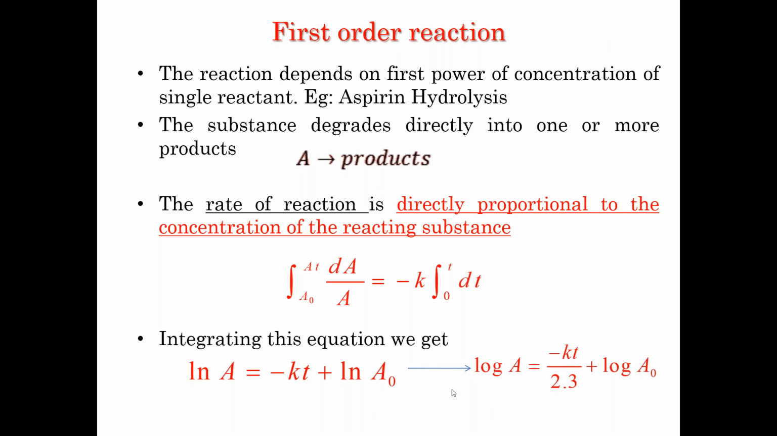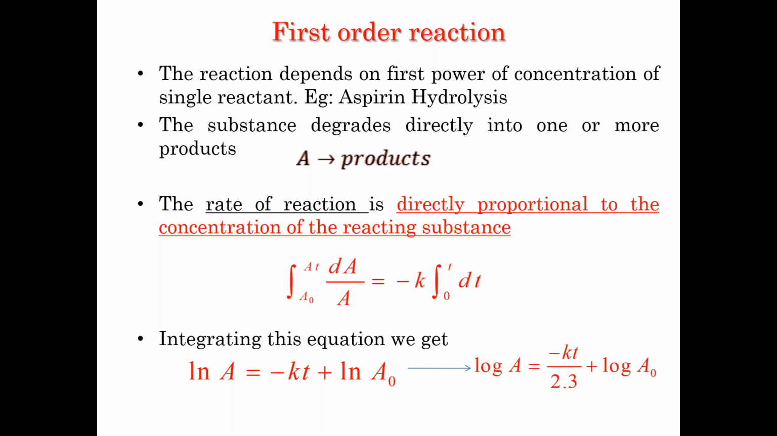When you convert this natural logarithm to the common logarithm, the equation again becomes a straight line equation, no doubt in that, but one which can be conveniently used practically. So log A = -Kt/2.3 + log A naught. 2.3 is the conversion factor. When I convert this ln to the common logarithm, I need to divide by 2.3, and that's the reason the equation is simplified like this.